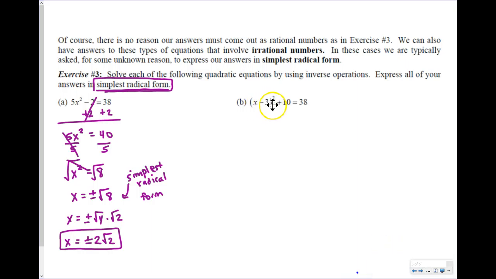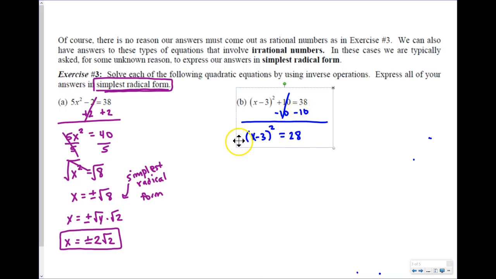So, I want to try and get x alone like usual. These plus numbers and minus numbers are always what you want to get rid of first. So these cancel out, and I'm left with x minus 3 squared equals 38 minus 10, which is 28. Now take the square root of both sides. These cancel out, and I'm left with x minus 3 equals plus or minus the square root of 28.